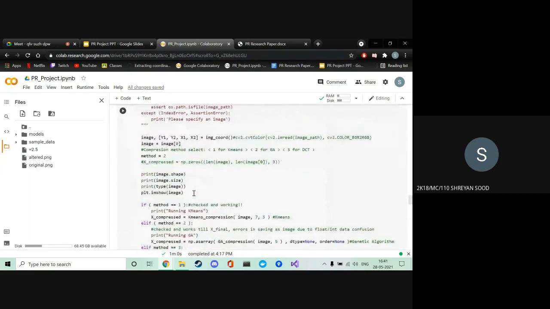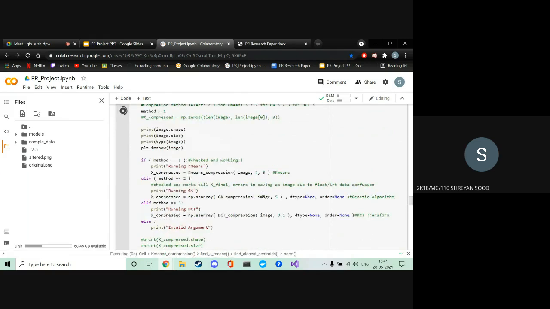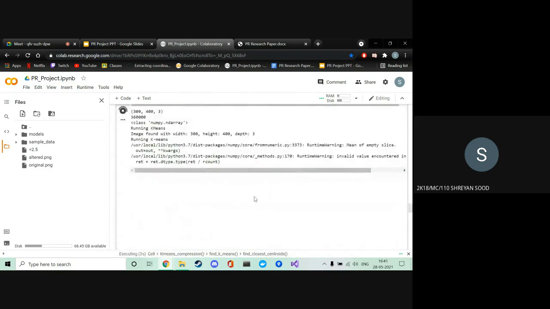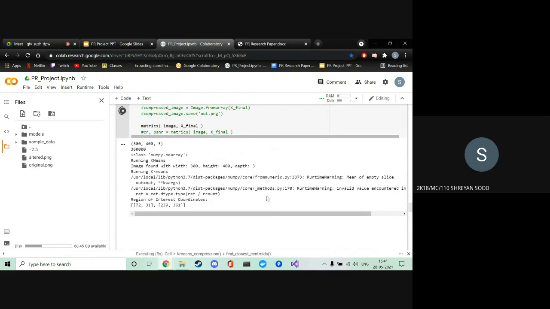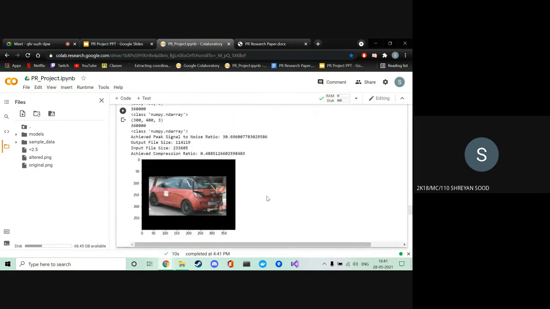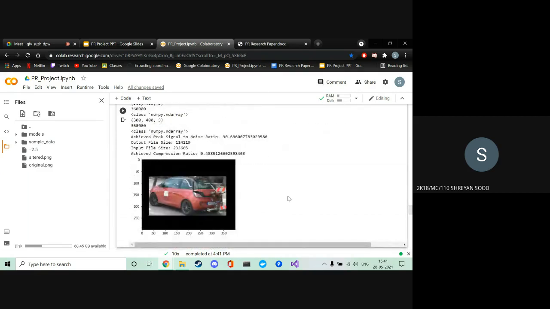So I'll run this code for the other two methods. Method 2 corresponds to genetic algorithm, and 1 corresponds to k-means. The other two methods run faster, that's why we can afford to run them. These are the results obtained for k-means compression. We got a PSNR of 30.69 and a compression ratio of 0.48.